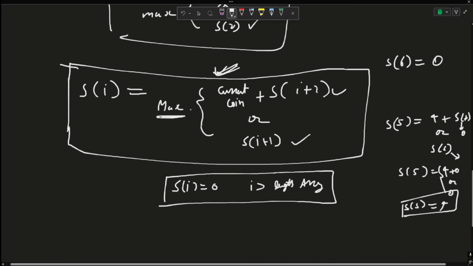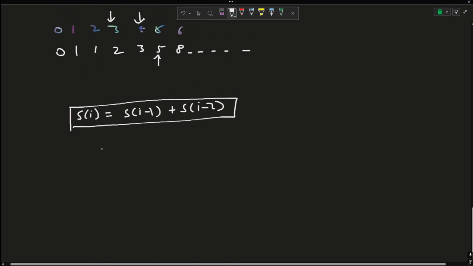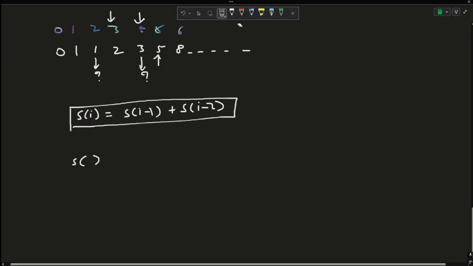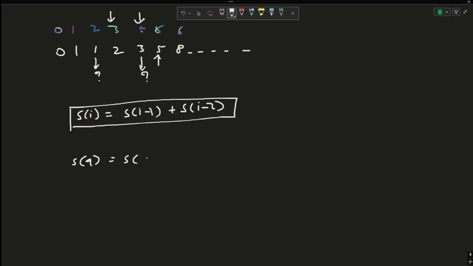This is a very simple problem, so I can give you a simple run through. Let's say I want to find S of 4. How would I find it? S of I minus 1 is S of 3, and I minus 2 is S of 2. So I have to find S of 2 and S of 3.